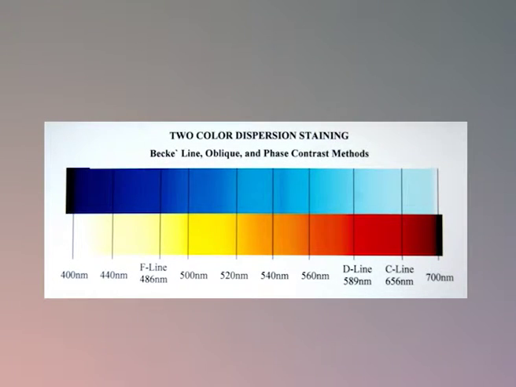Now comes the dispersion staining method. By dispersion, we mean the splitting of visible light into its different colors. This is because different colors bend with different refractive angles as they have different wavelengths. A dispersion curve is a graph plotted between the changes in the refractive index and the wavelength.